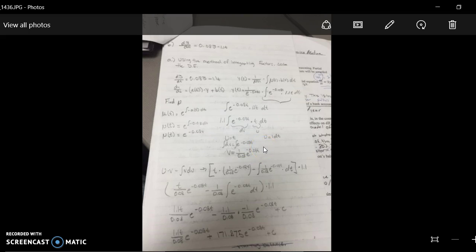Now we follow up with the integration by parts equation, which I remember as ultraviolet voodoo: u times v minus the integral of v du. We start plugging in. We have u, which is t, times v, which we found right over here, 1 over 0.08 times e to the negative 0.08t, minus our integral of v times du.